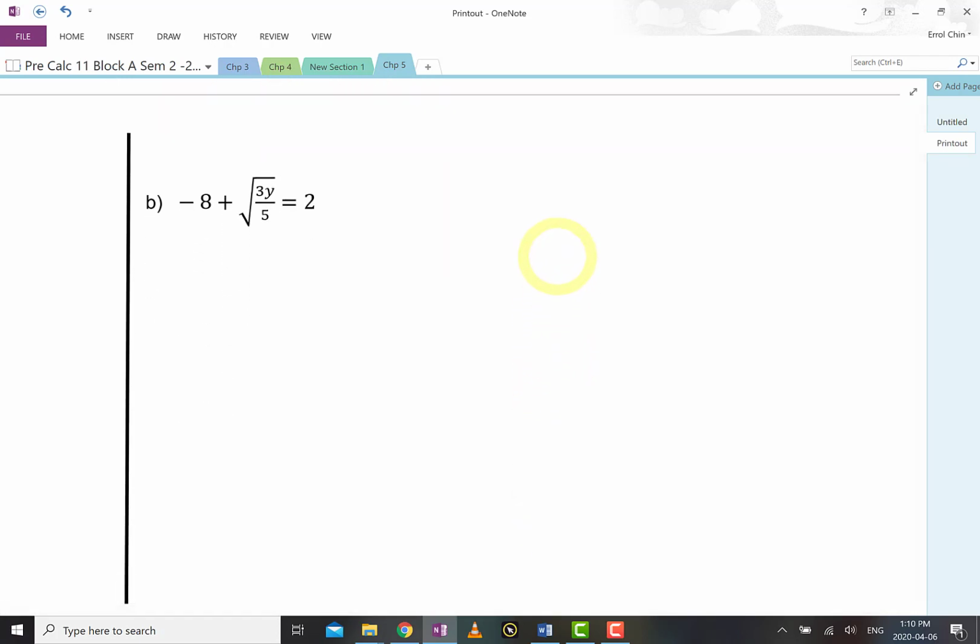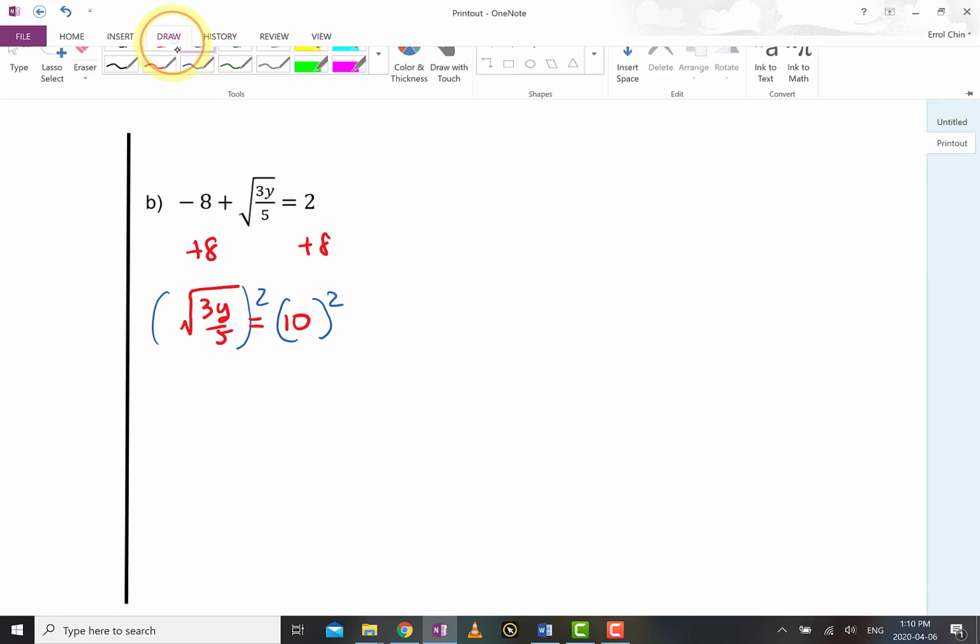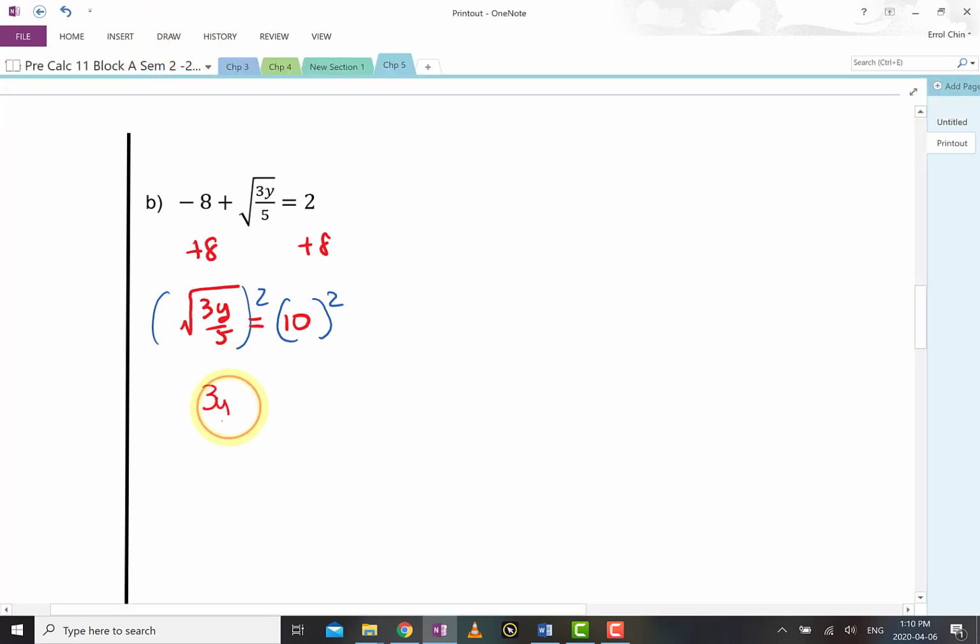Example B. Same idea. We want to isolate the square root. So we have a -8, so we're going to add 8, add 8. And now we have what looks like 3y over 5 inside the square root is equal to 10. Because our index is 2, we are going to square it. Whatever we do to one side, we do to the other. And now we have 3y over 5 is equal to 10 times 10, that's 100. We're going to multiply both sides by whatever's in the denominator to get rid of the fraction.